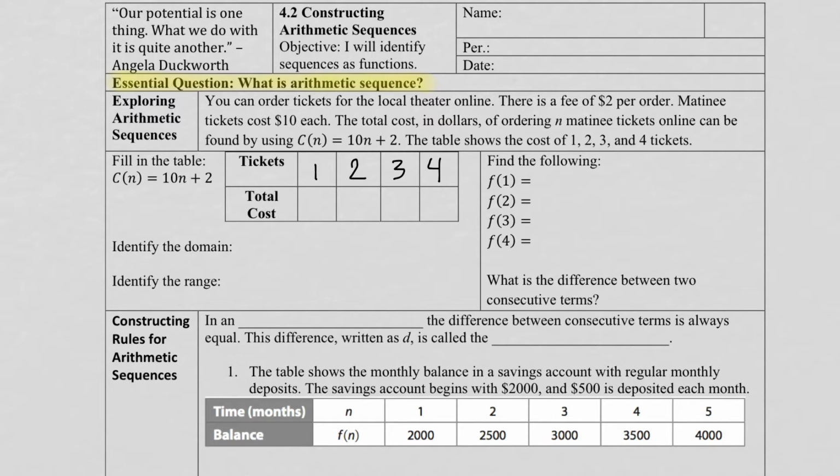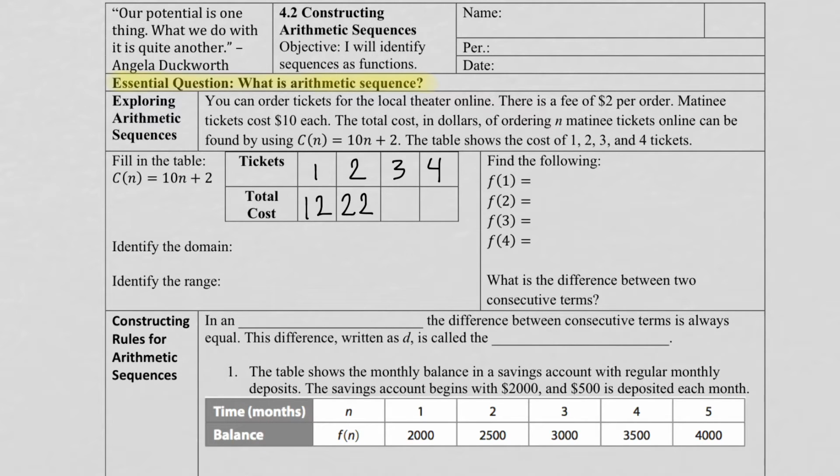First thing I'm going to do for 1 ticket is plug in 1 right here. So you can do this in your head. C of 1 equals 10 times 1 plus 2. 10 times 1, that's 10, plus 2 is 12. Your first number, the cost for 1 ticket, is 12. For 2 tickets, take 2 and plug it in right here, same function, right? 10 times 2 plus 2, that's 10 times 2, 20. 20 plus 2 is 22.